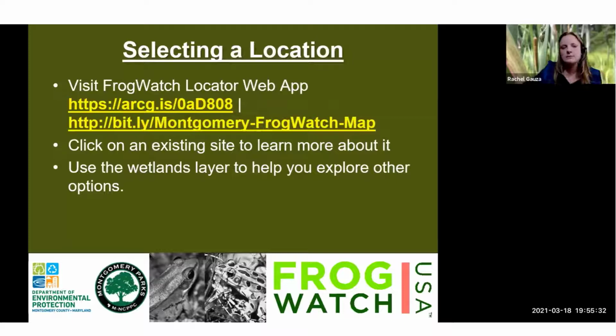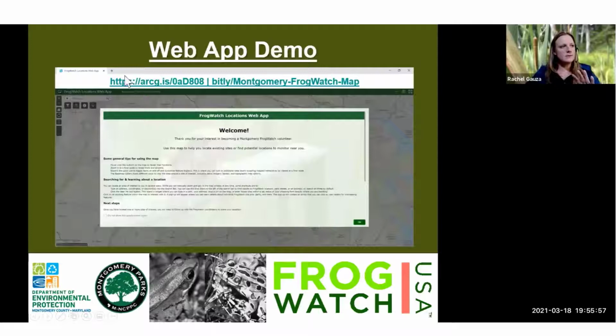So, selecting a location. Anna had sent around a nifty little tool we're trying out this year that is a web app to help you look at existing sites and help you come up with new sites or find your coordinates to a site that's local to you. I'm going to do a quick walkthrough of a couple scenarios for you all. You can access it via either of these links. I made a little bit.ly to try to make it more intuitive and descriptive.